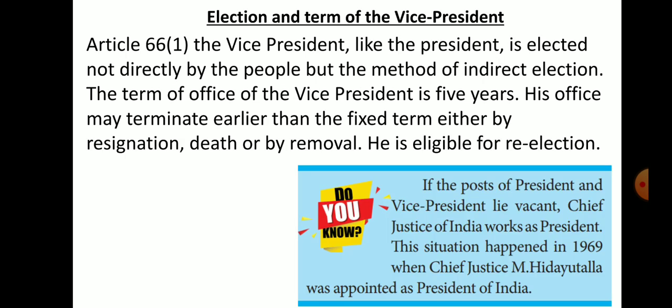Here you can see an important note, as they ask, did you know. If the posts of the president and the vice president are vacant, what are we going to do? The Chief Justice of India works as president for the time being, till the electoral college appoints the president. This situation happened in 1969, when Chief Justice Hidayatullah was appointed as President of India. So it may be an emergency provision.